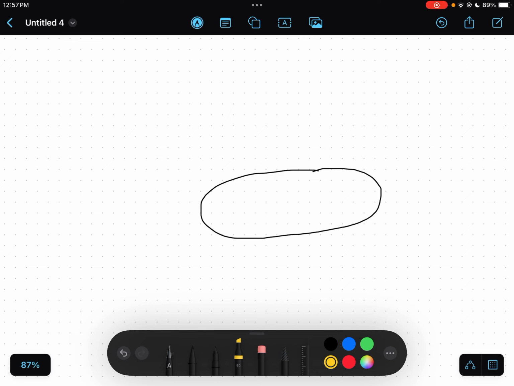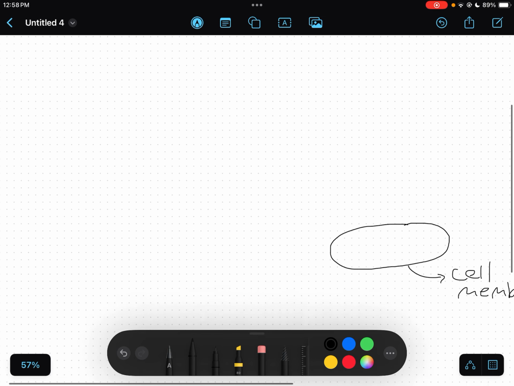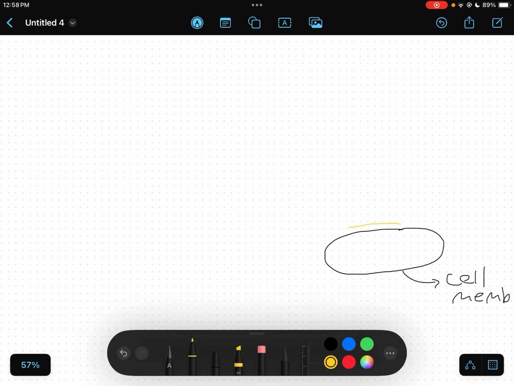Bacteria have a cell membrane, and they also have a cell wall. This is the part that I wanted to highlight in this lesson: the cell wall. Although this is a bad drawing of a bacteria, I hope it does justice in explaining what happens in these cells.